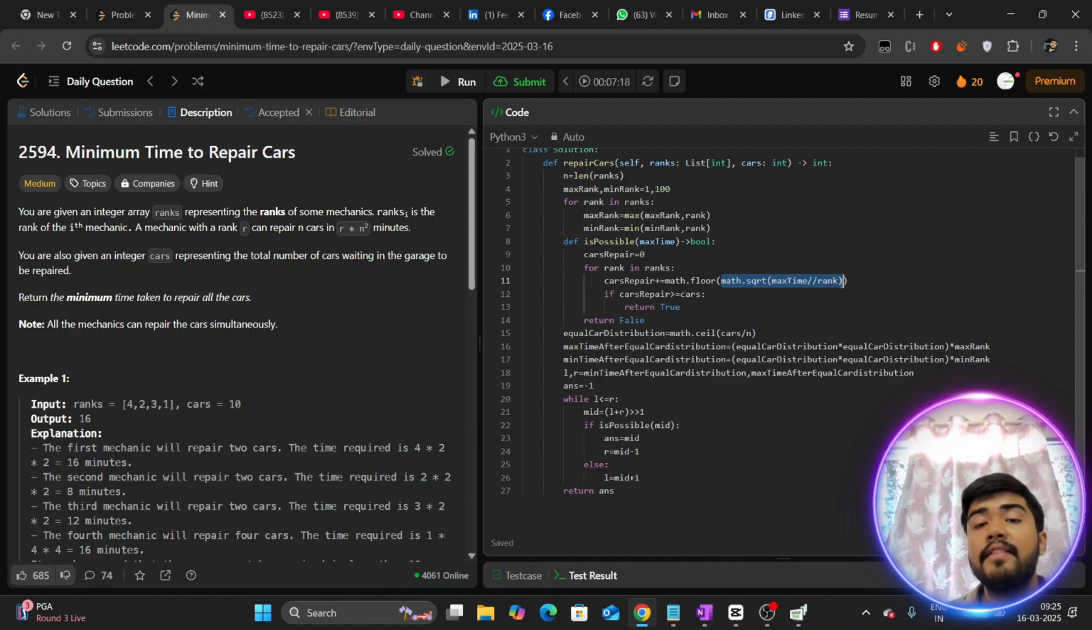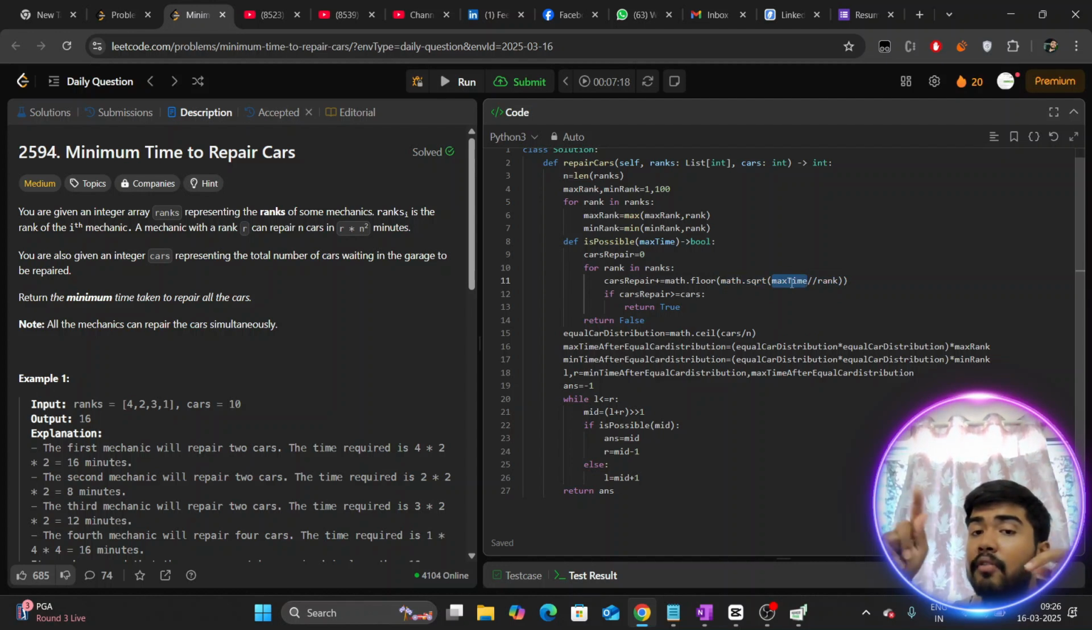And after doing the square root, let's suppose we have some fraction. Let's suppose we are assigning 3.7 cars to this particular individual. So now we do not do Math.ceil, because otherwise, if he is able to repair 3.7 cars without the max boundary, he is able to repair 3.7 cars.